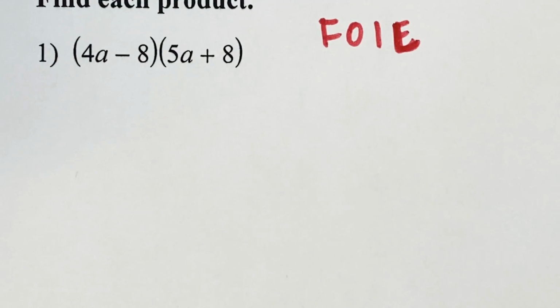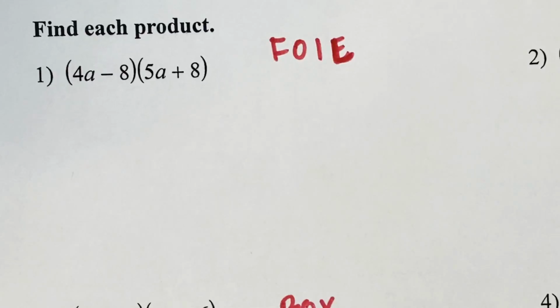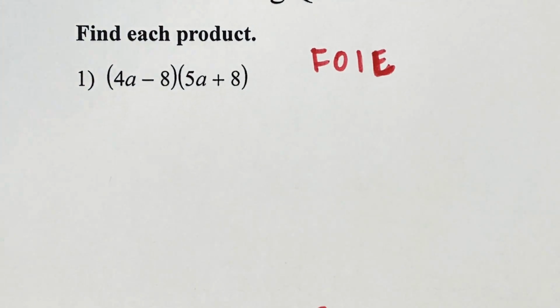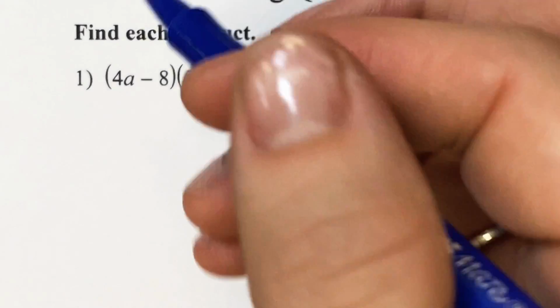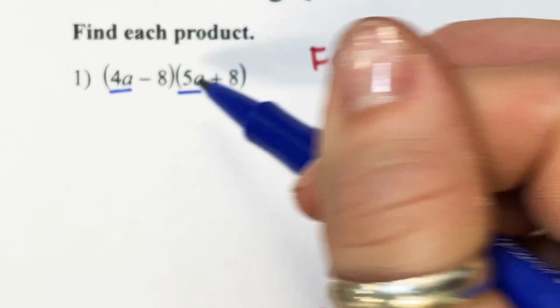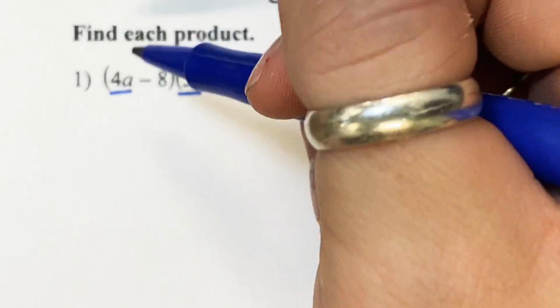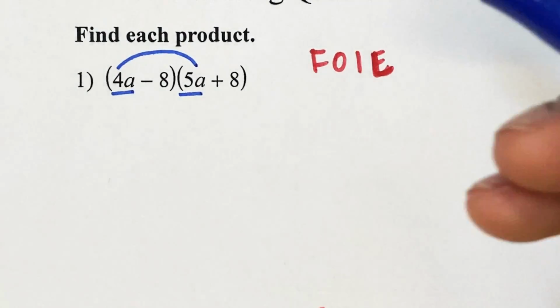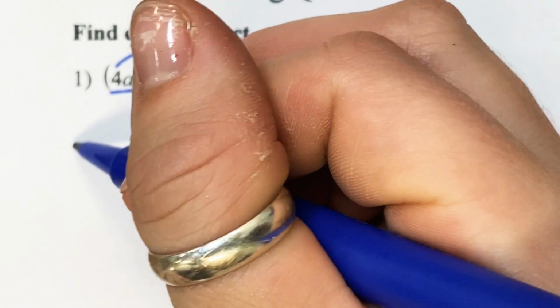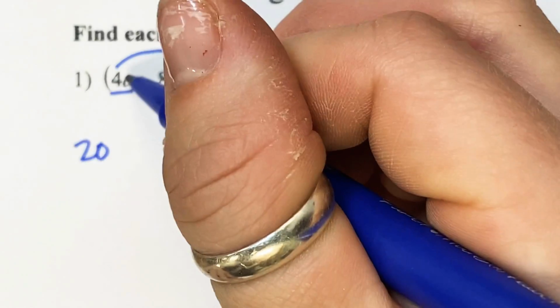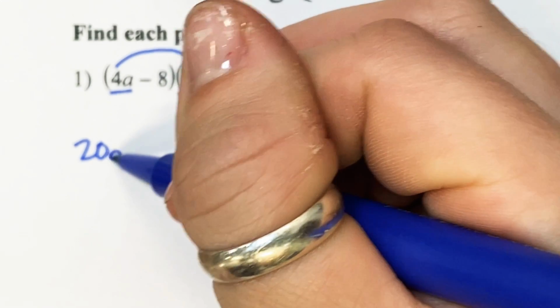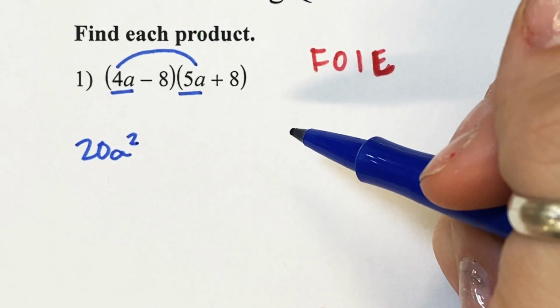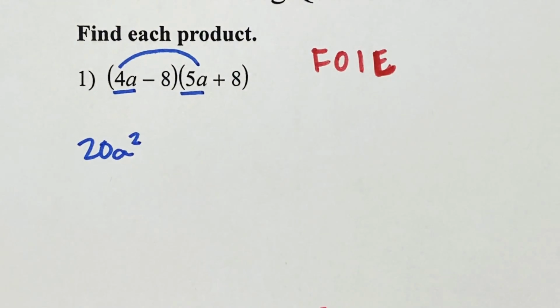Okay, so we got to use FOIL for number 1. What does the F in FOIL stand for? It stands for first. So my first terms in my binomial, I'm going to multiply those together. So I'm going to take 4a, multiply it by 5a. 4 times 5 is going to give me 20, and a times a, or a squared, attached to that. Boom, we did the first one.